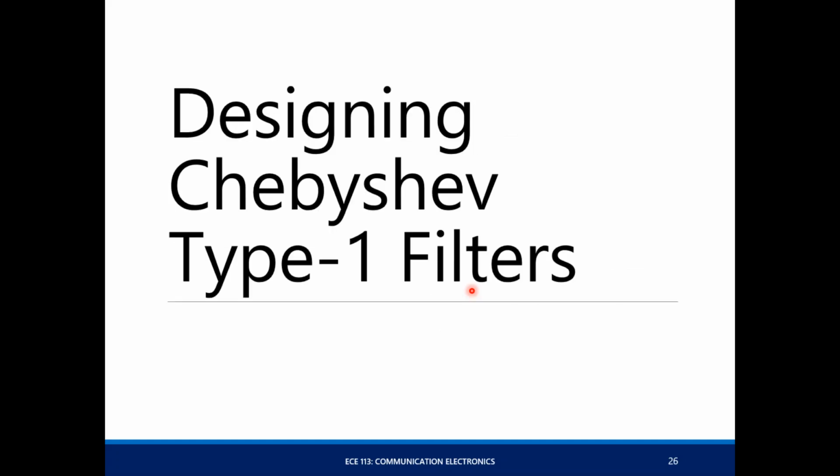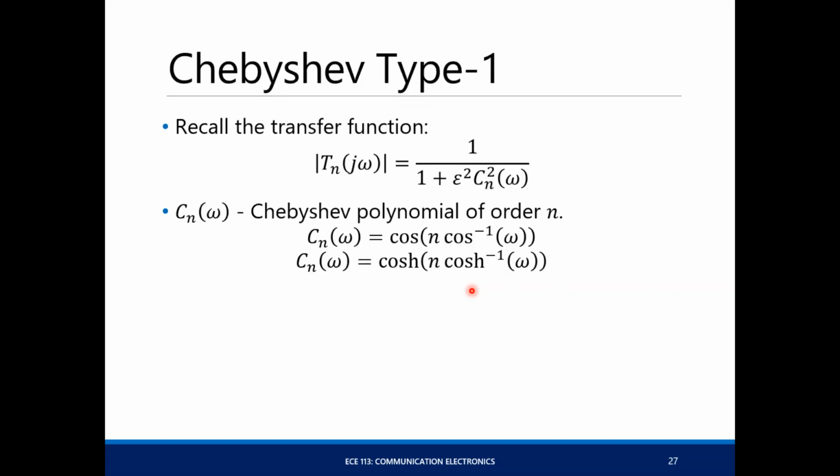Let's look at Chebyshev. Recall the transfer function of a Chebyshev type 1 filter. We have the magnitude is equal to 1 over this, and this Cn of omega is called the nth order Chebyshev polynomial, which is defined by this equation right here.